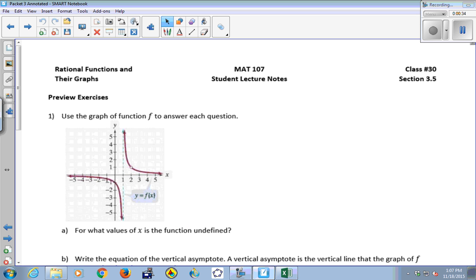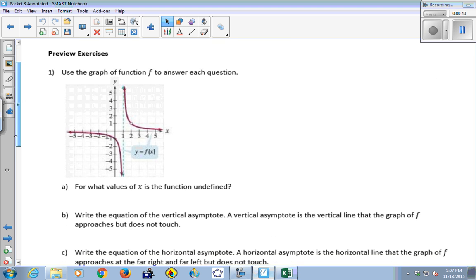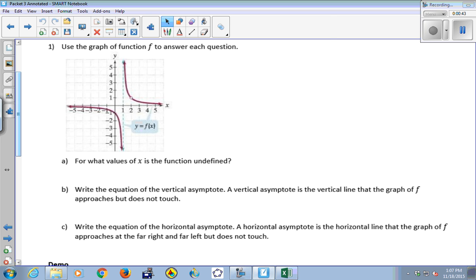Okay, so let's go through the preview exercises together. I have a graph of a function here, and I just have a few questions about it. Are there any values of x where this function is undefined, that are not part of its domain? Yes. When x is 1, there's an asymptote there. My graph gets infinitely close to 1 from the right and from the left, but never actually touches or crosses that line.